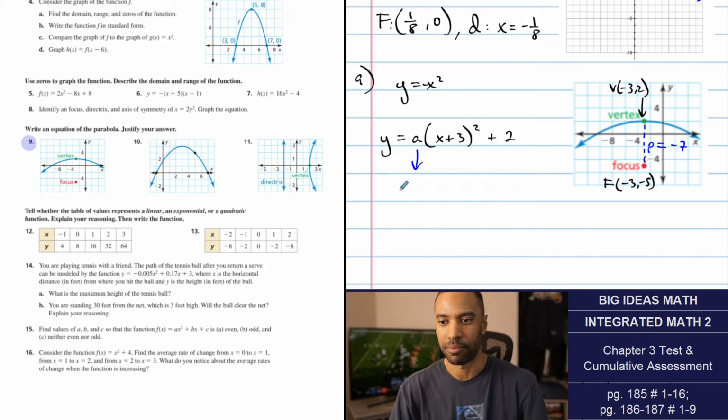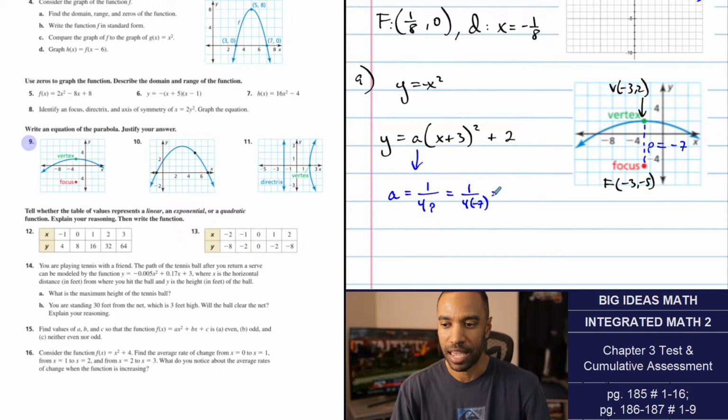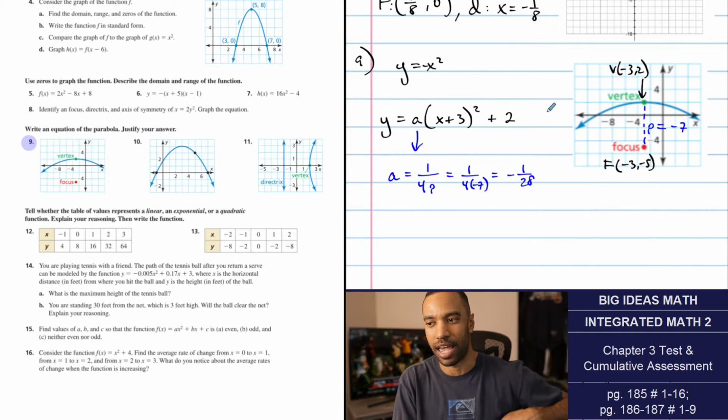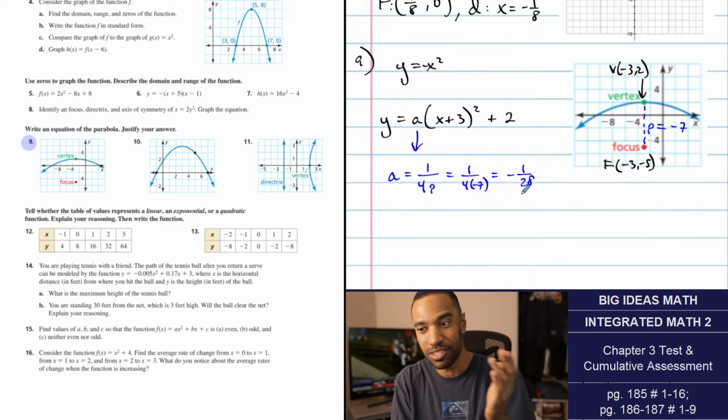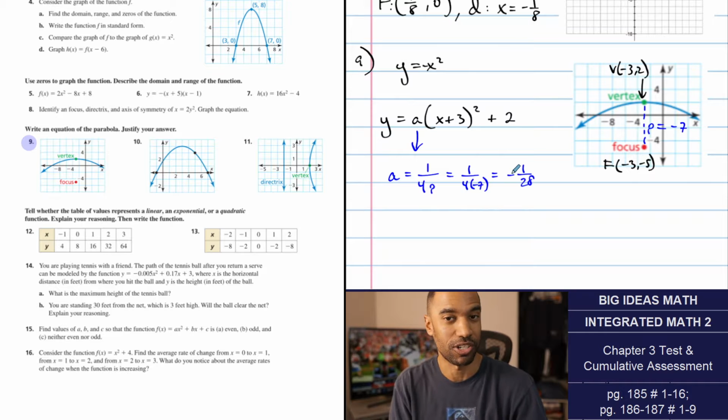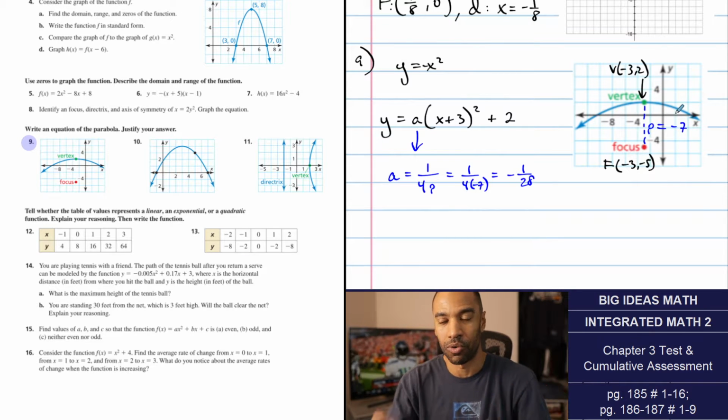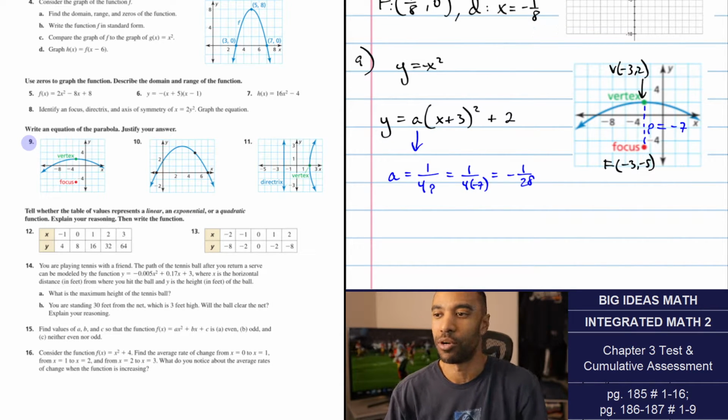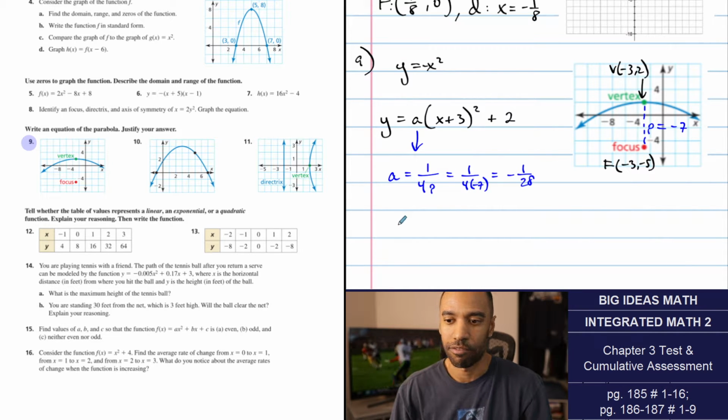So it's going from 2 to -5. That's -7. A is 1 over 4p, just like p is 1 over 4a. So 1 over 4p is 1 over 4 times -7, which is -1/28. It's these kinds of fractions I had to run into when it came to me graphing. But this is a total vertical compression, y'all. That's why it looks so shrunk like that. So that's just going to be the look of it. So the final equation is going to be y equals -1/28 times x plus 3, quantity squared, plus 2.